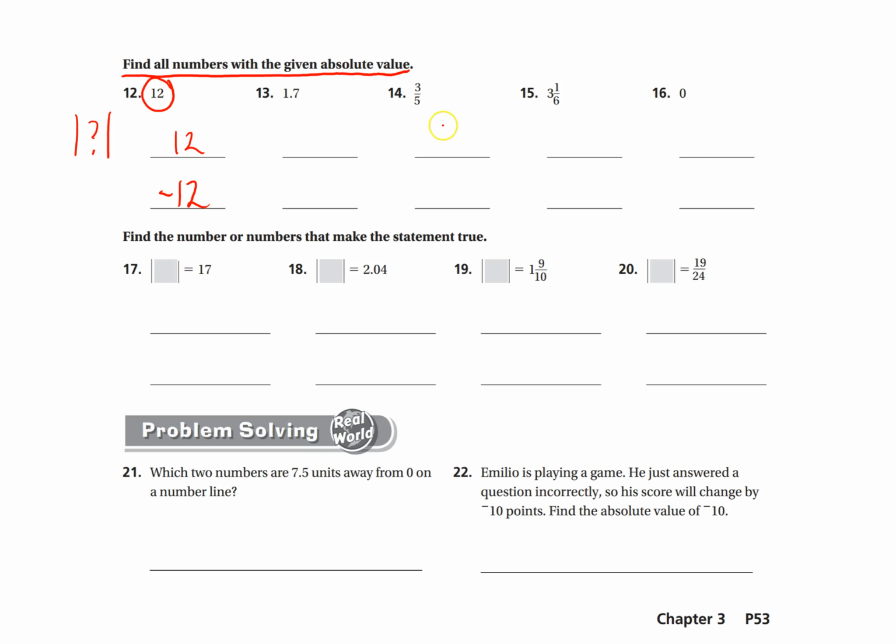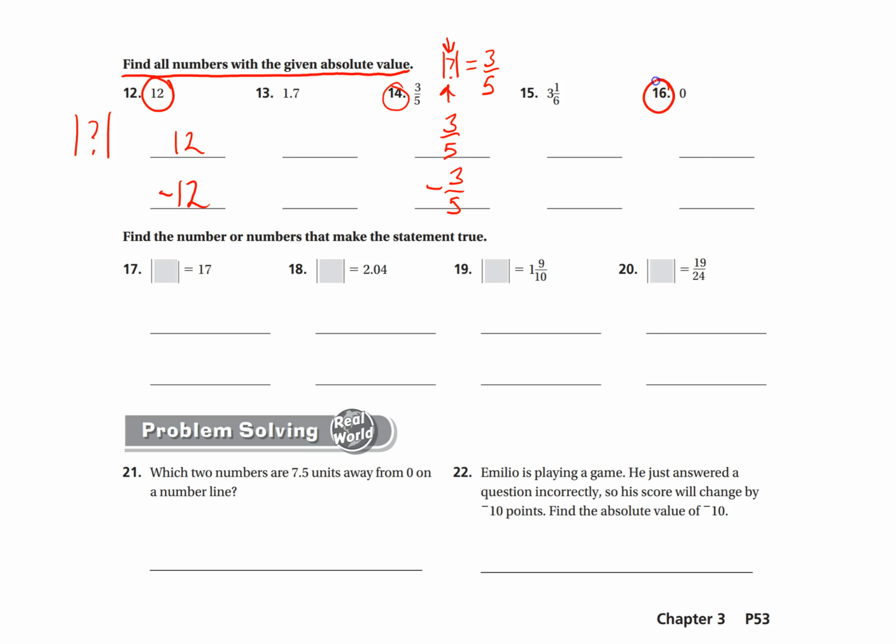Okay, let's jump over to number 14. So again, this is the absolute value. They gave the absolute value sign and the answer was 3/5. So the question is, what numbers could go inside here? Well, there's two numbers that can go inside there. The absolute value of 3/5 is 3/5, and the absolute value of negative 3/5 is 3/5. So you can see we're doing the number and its opposite.